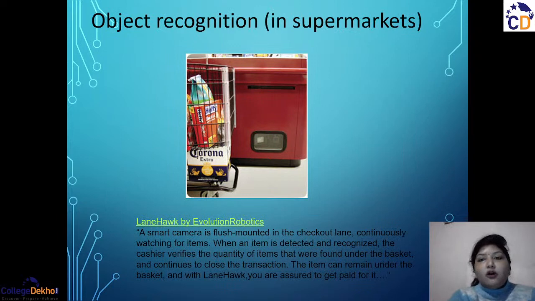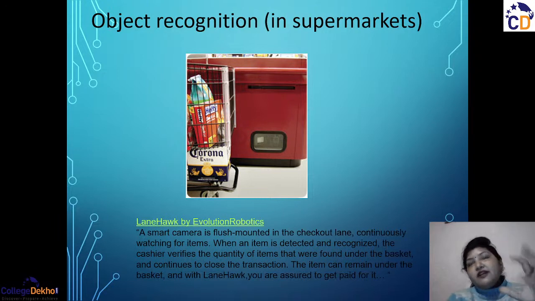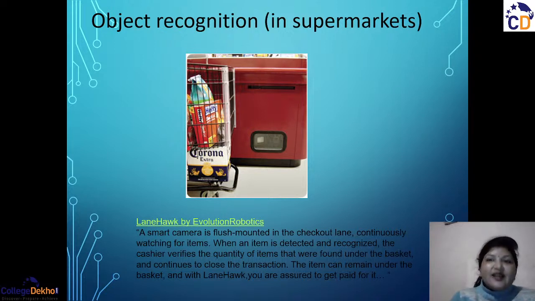Then we have object recognition. All of us go to some mart or some shopping mall to buy some items, right? Now there is a barcode scanner, or something like that, which recognizes items with the help of images. Rather than scanning the bar code, it takes the image and gives you the price. So this is how it works.